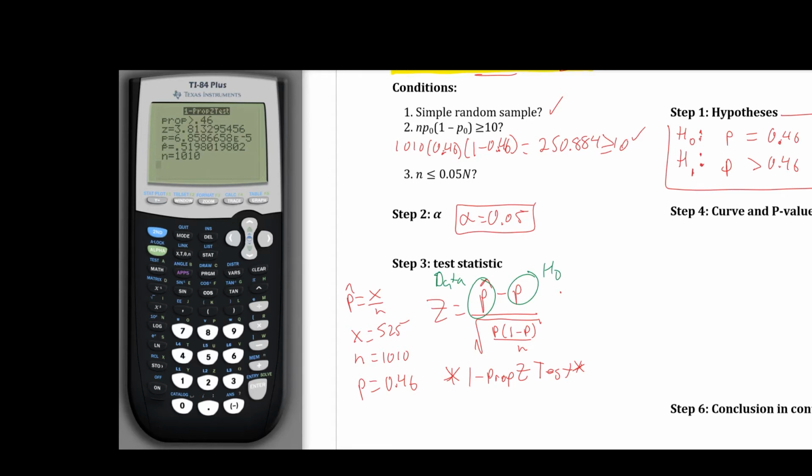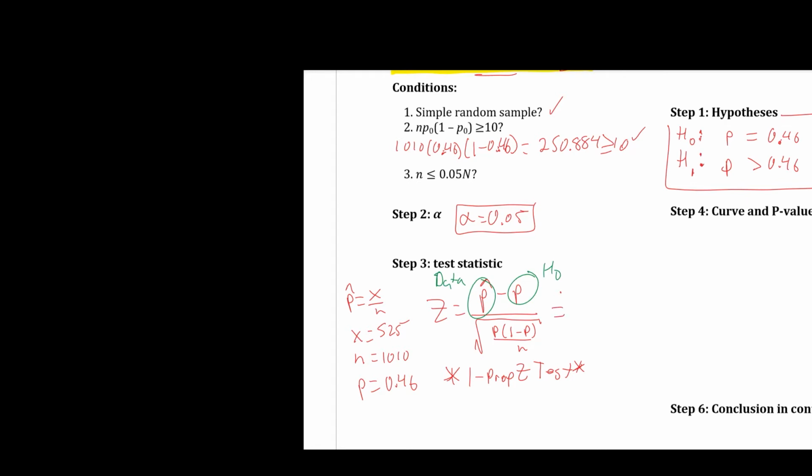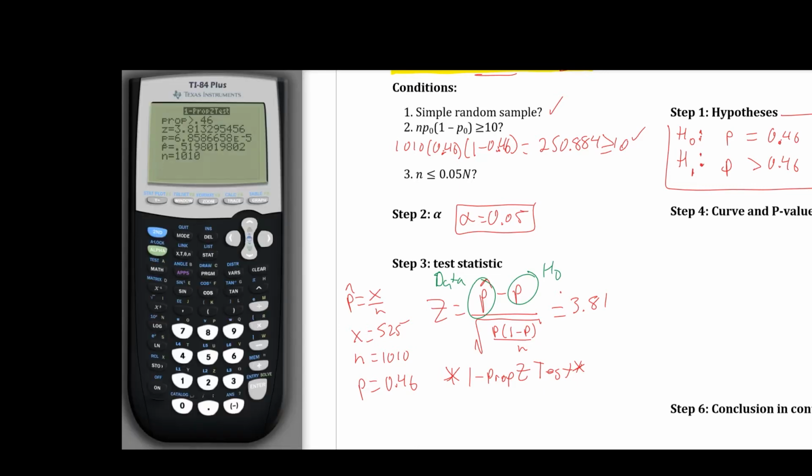The very first thing is the test stat. That's the z. If I just round to 2 decimal places, I get 3.81. Remember, z-scores represent numbers of standard deviations away, right? 3.81 is pretty far away from the center, because that's more than three standard deviations away. Within 3 standard deviations, you should have 99.7% of your data. So 3.81 is pretty far away. What else do we see here?